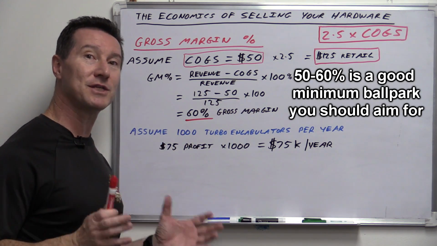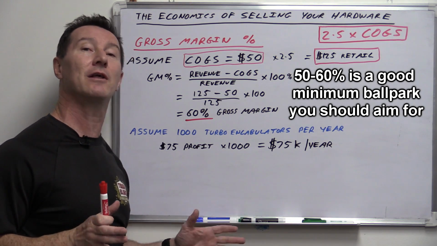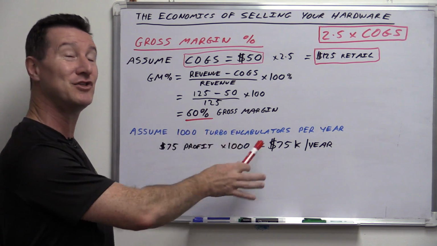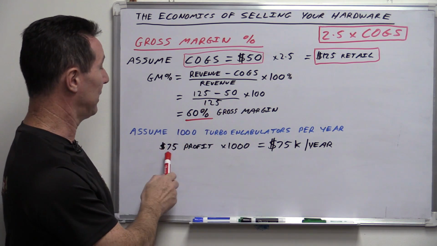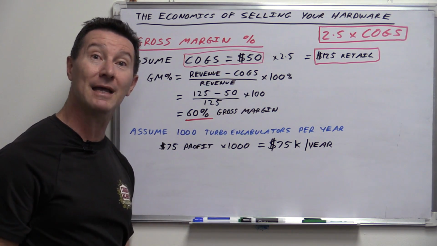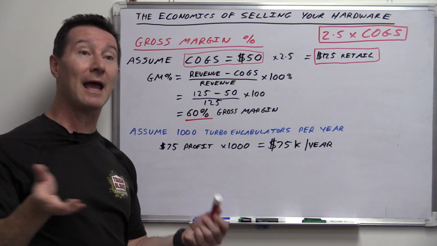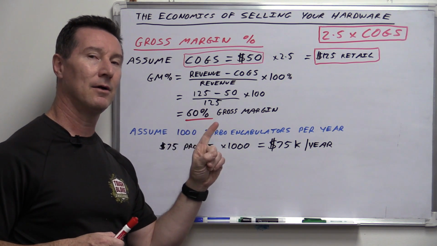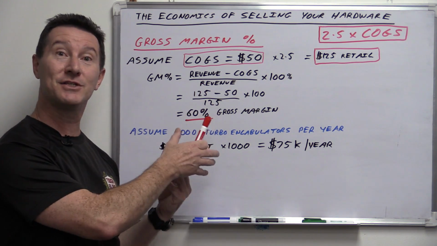So let's assume that we can sell 1,000 turbo encabulators per year, which is not much. It sounds like a lot to a lot of people, but there's a big market out there. So, 1,000 is not a huge volume for a typical niche hardware product. So we make $75 profit on each one, times 1,000, it's easy. We make $75K a year. Beauty. You can conceivably quit your job for that, right? And just sell your turbo encabulator. And that's fantastic. But what happens if we want to use a distributor, a reseller, to sell your product?